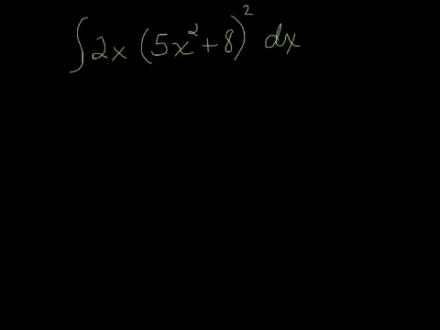Okay, so first things first, my advice. So it's 2 times all this stuff. You don't have to, but I'm going to go ahead and take that coefficient out. Again, they just sort of go along for the ride when you're doing these things. So to simplify things, sometimes the easiest thing to do is pull that thing out, and then you have x times 5x squared plus 8 squared dx.